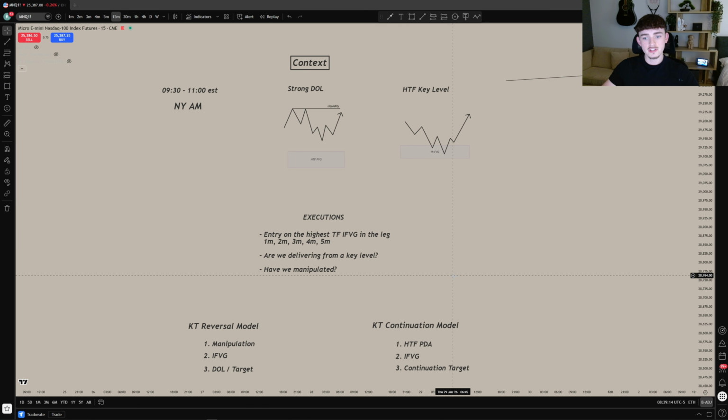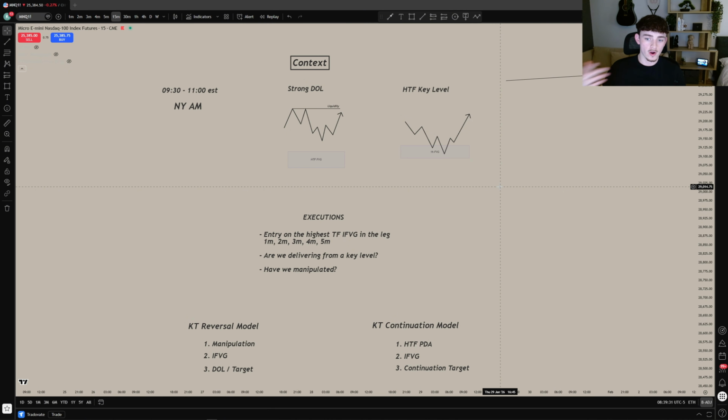Okay, so you need to think, are we delivering from a key level? The sun's just gone down, so I apologize if my camera looks weird now. So you need to think, are we delivering from a key level? So this is, again, the context. Key level, 1 hour fair value gap here, perfect.